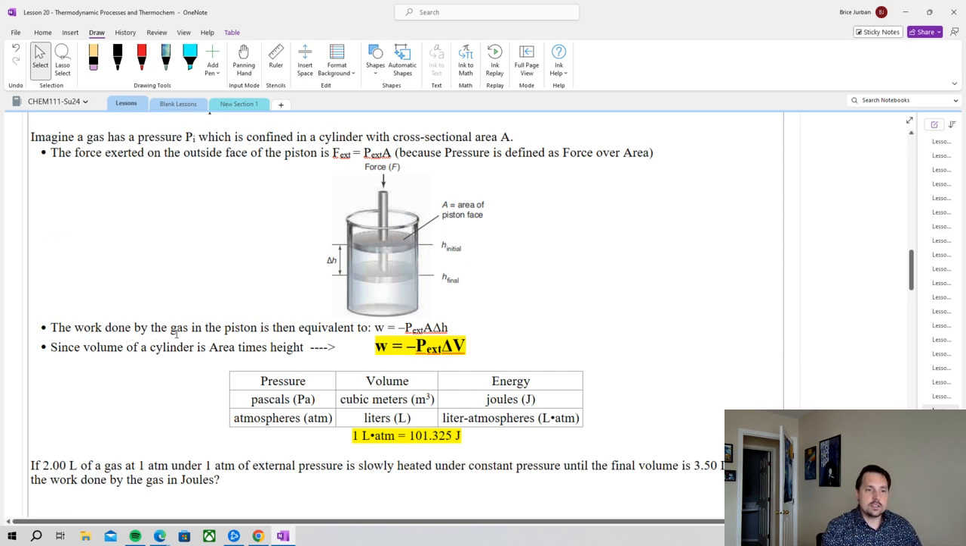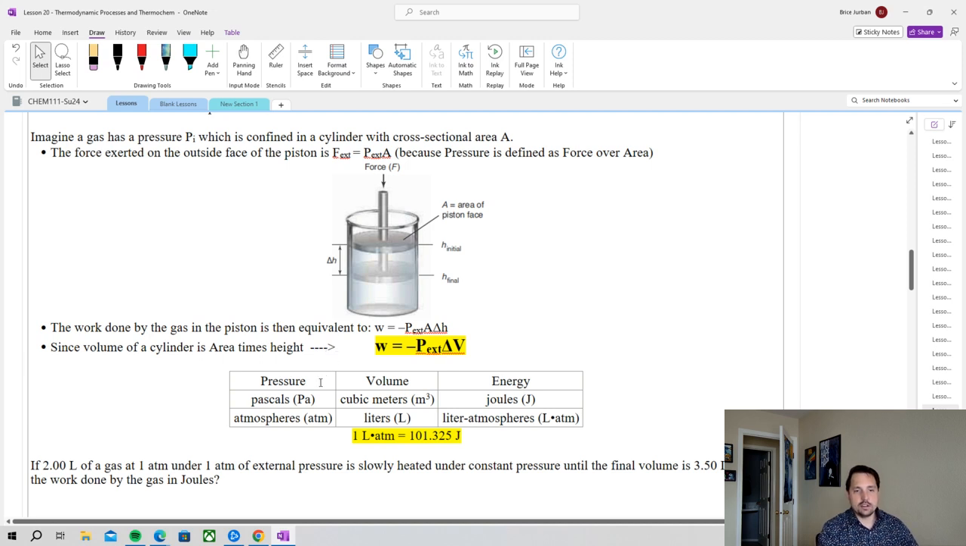Now, the work that's going to be done by the gas in the piston should always be equal to the negative of the external pressure times the cross-sectional area times the change in the height, because area times the change in height just equals the change in the volume. So this is the simpler way of writing the pressure-volume work relationship.